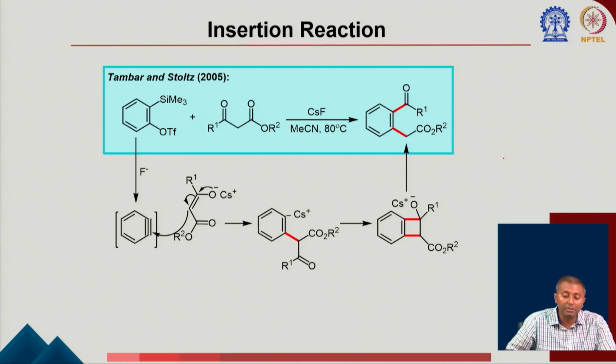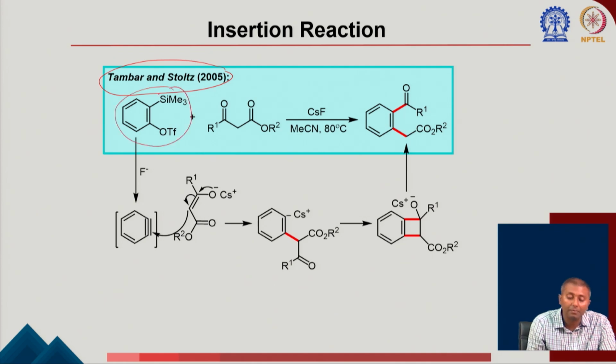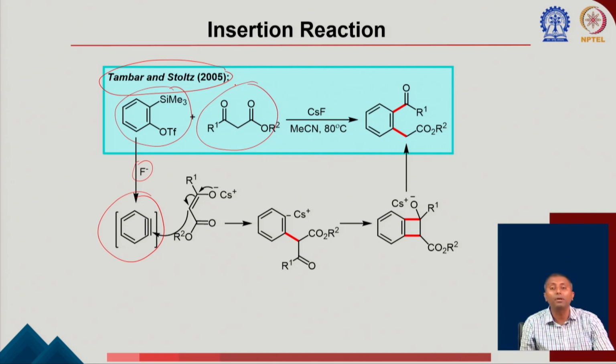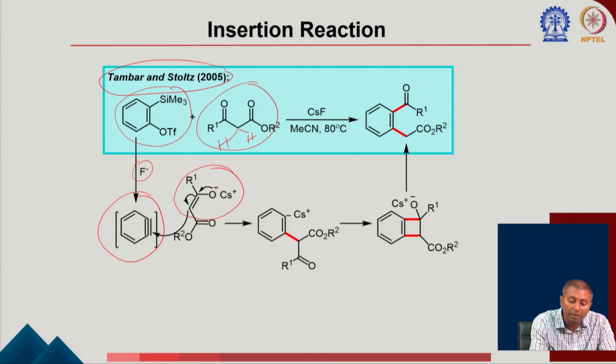Now I am going to talk about a very important reaction by the Tambar and Stoltz group. They have actually developed it. The Stoltz group started working in this area starting from the Kobayashi benzyne precursor. In the presence of cesium fluoride, it is going to generate the benzyne. Now you have this beta keto ester. We have already learned that this proton in between the beta keto ester is highly acidic, correct? So now what is going to happen? This can generate this type of cesium enolate.